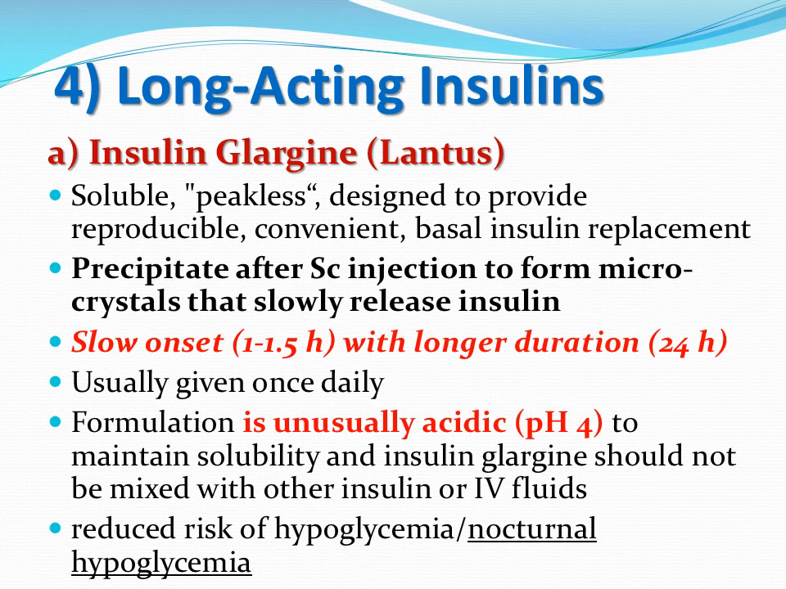They have slow onset, about 1 to 1.5 hours, with longer duration, near 24 hours, usually given once daily. This insulin formulation is usually acidic to maintain solubility, and therefore insulin glargine should not be mixed with other insulins or intravenous fluid. Being long-acting, it will reduce the risk of hypoglycemia, or nocturnal hypoglycemia, during the day and during the night.